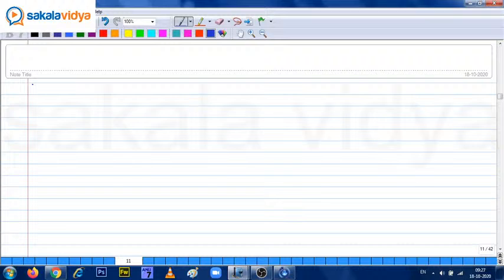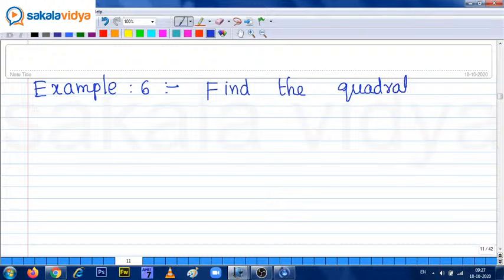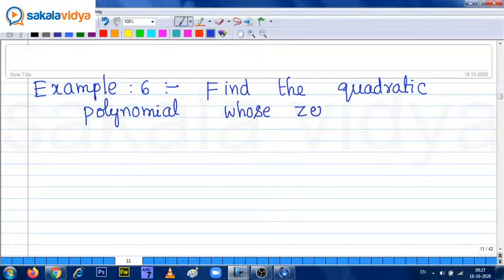Example 6. Find the quadratic polynomial whose zeros are 2 and minus 1 by 3.